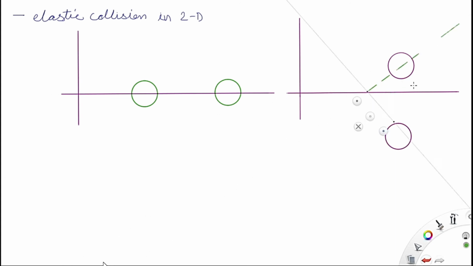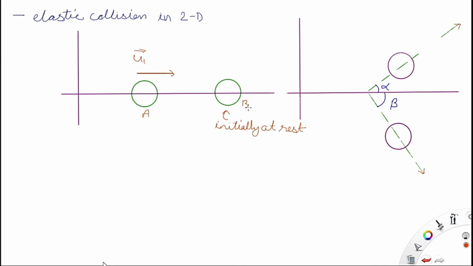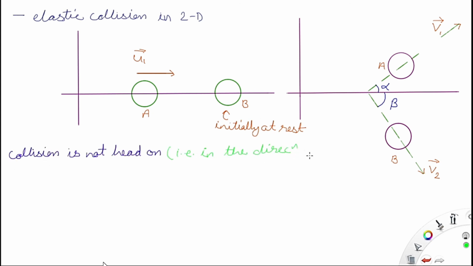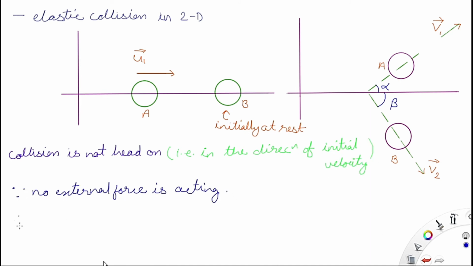Now we will see a two-dimensional non-head-on collision. Non-head-on collision means the final velocity is not in the direction of the initial velocity. It's a two-dimensional case, because earlier we were moving in one line, but now we are going in a plane, so it's a 2D motion. And here also linear momentum will be conserved because no external force is acting on the system.